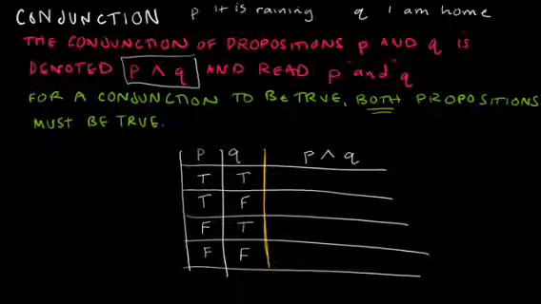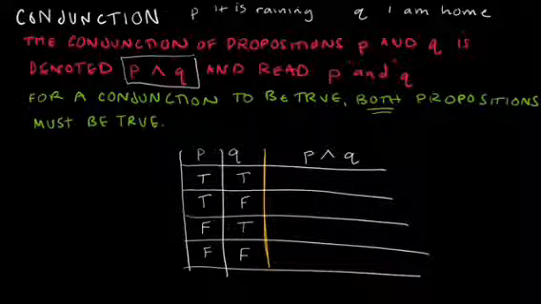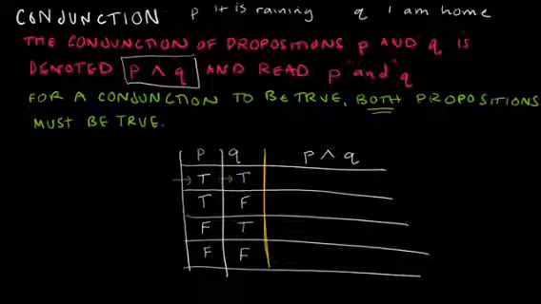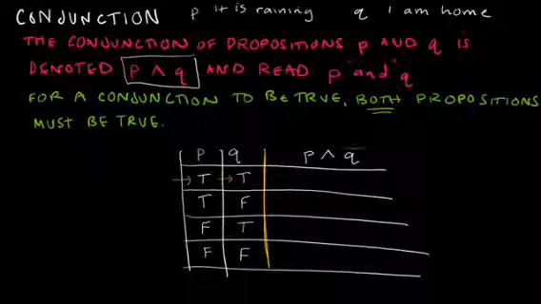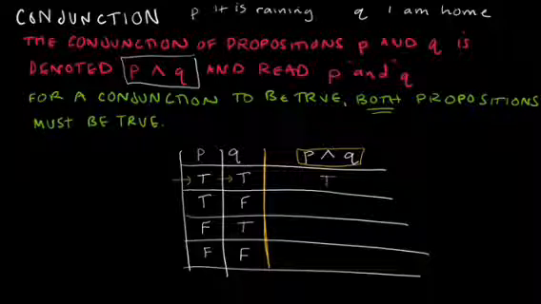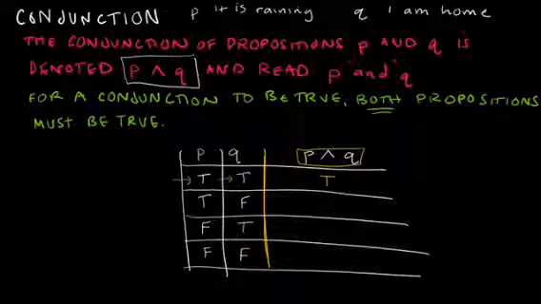Now before we start filling it in, let's think about what this means. P says it's raining, Q says I'm home. For this conjunction to be true, both propositions must be true. So it must be raining and I must be home. So this says P is true, Q is true. It is raining and I am home. The only way for P and Q to be true is for both P and Q to be true. And that is the case here. True, true, so P and Q is true.